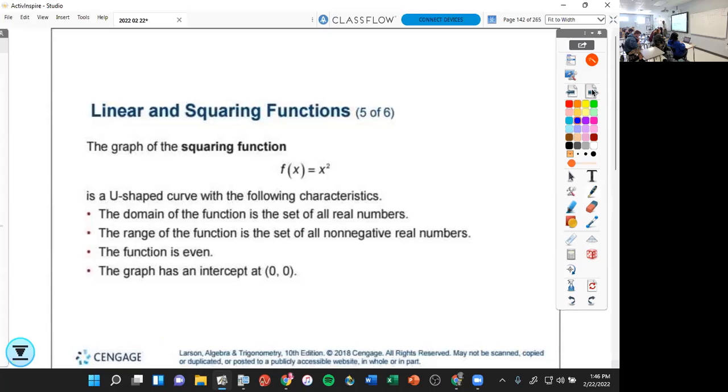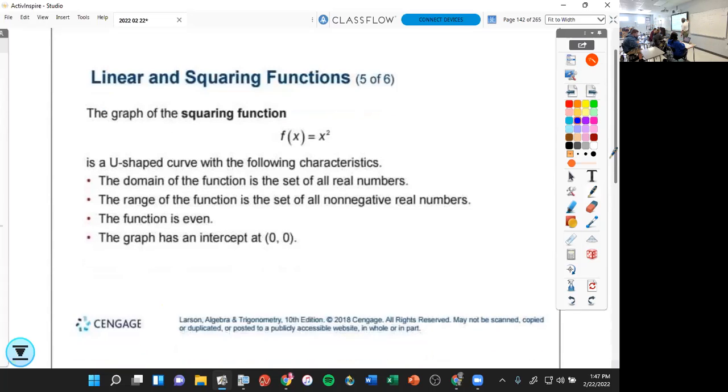The function's even. What's that mean? Equal on both sides. Symmetric. Okay, an even function is symmetric about the? It's a specific axis of symmetry. What makes an even function even? X-axis, it's symmetric this way? Y-axis, okay? An even function is symmetric about the y-axis. The graph has an intercept at 0, 0. It has one intercept, which is both the x-intercept and the y-intercept.